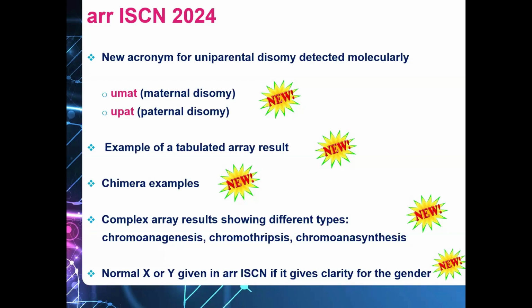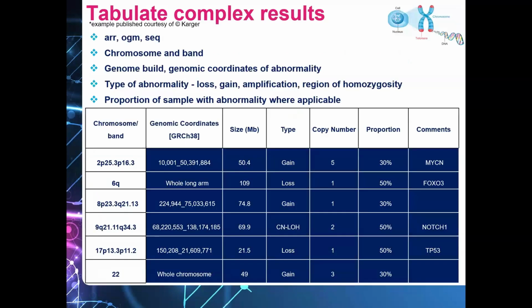We've also included some chimera examples, some complex array results showing different types of chromoanagenesis, chromothripsis, and chromoanasynthesis. And we've said you can put the normal X or Y in the array ISCN if it gives clarity for the gender. And this is an example of a tabulated complex result. So you have got an example here, which would work for array, genome mapping and sequencing.